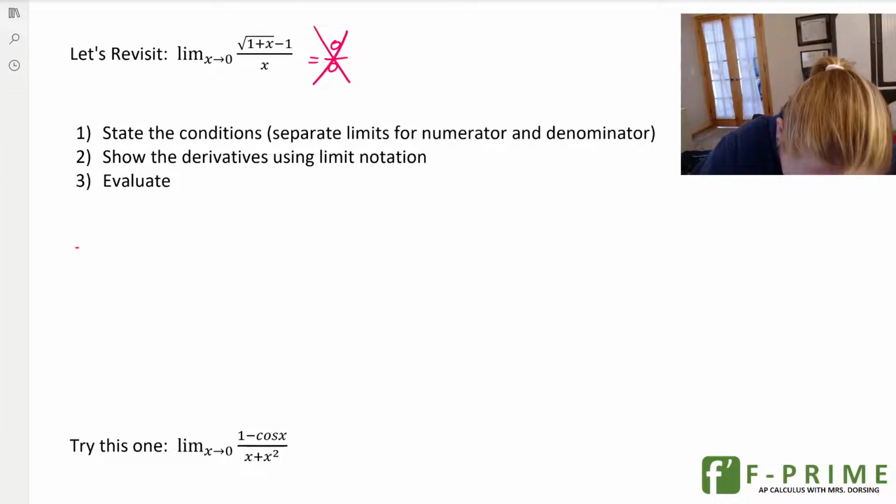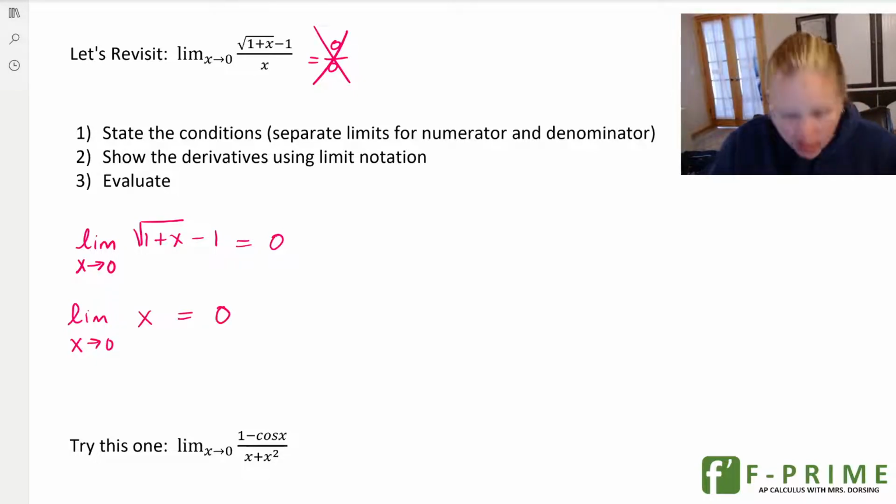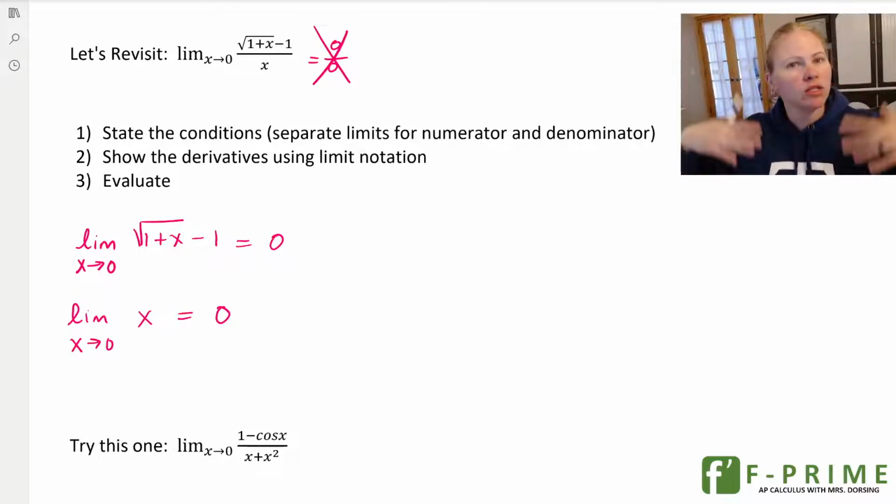So we're going to say that the limit as x approaches 0 of the numerator, 1 plus x minus 1, equals 0. Then we're going to say that the limit as x approaches 0 of the denominator is 0. So I've taken the numerator and the denominator, separated them, and said, here's what just happened. Now I'm going to show the derivatives.